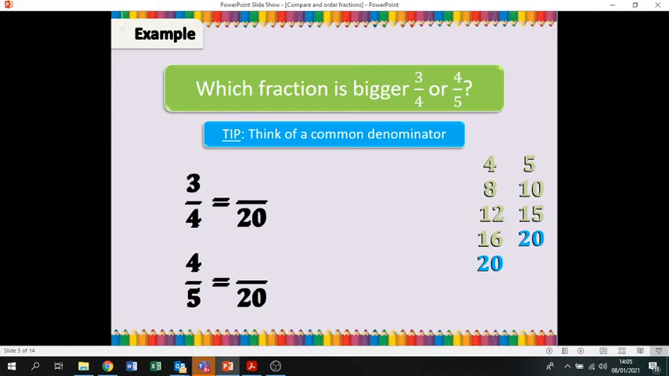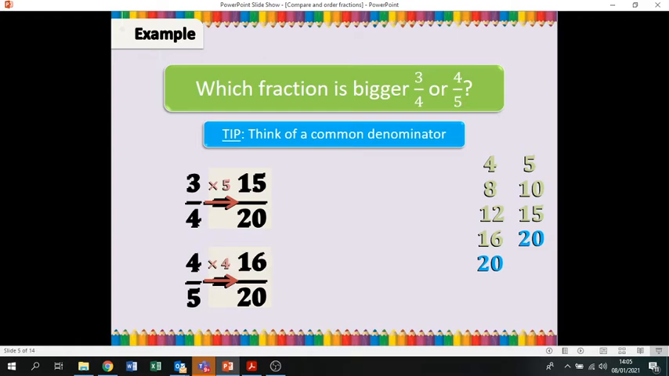Now, for the first one, in order to make the denominator 20, you start at 4. To get from 4 to 20, you're going to times by 5. So if you've timesed the bottom by 5, you always must remember to do the exact same to the top. So you're going to times the top by 5. 3 times 5 gives you 15. So for the next fraction, which is 4 over 5, to make 5 become 20, you times by 4. So again, do the same to the top that you do to the bottom. So 4 times 4 gives you 16, so it's 16 over 20.